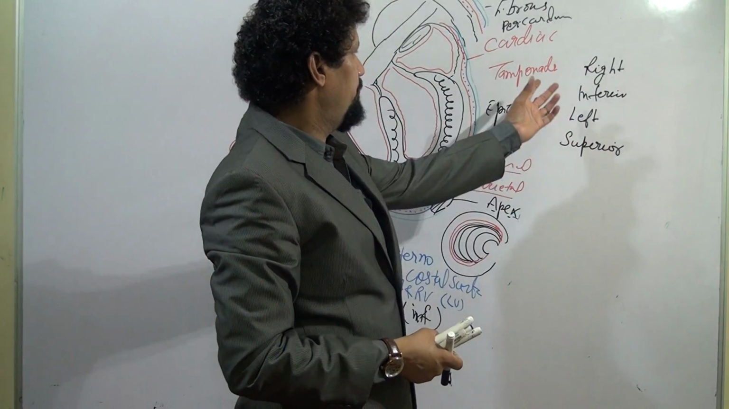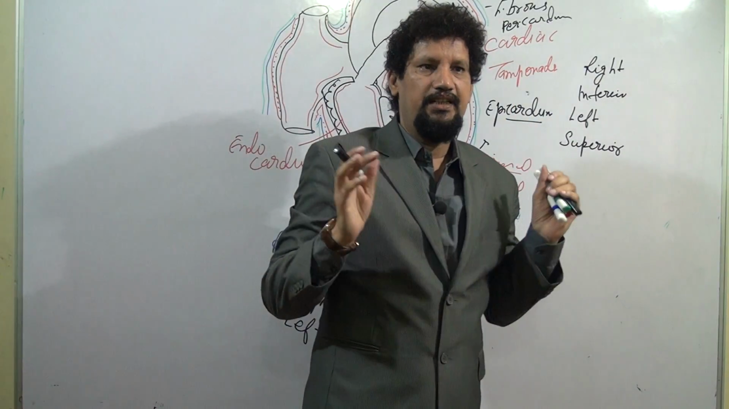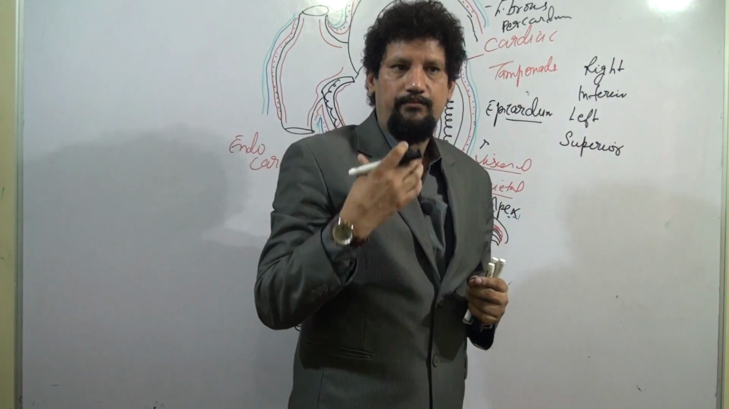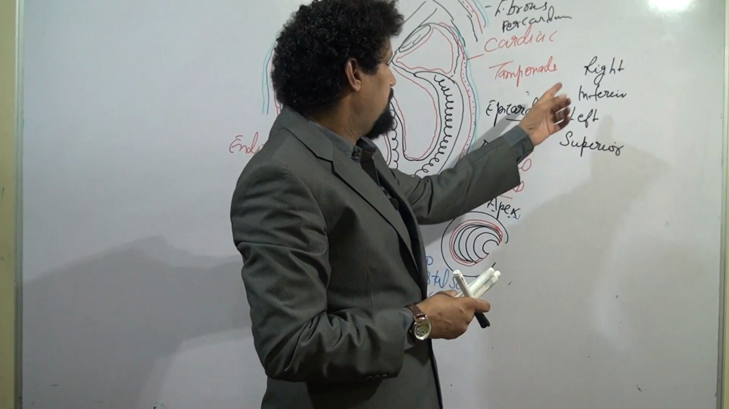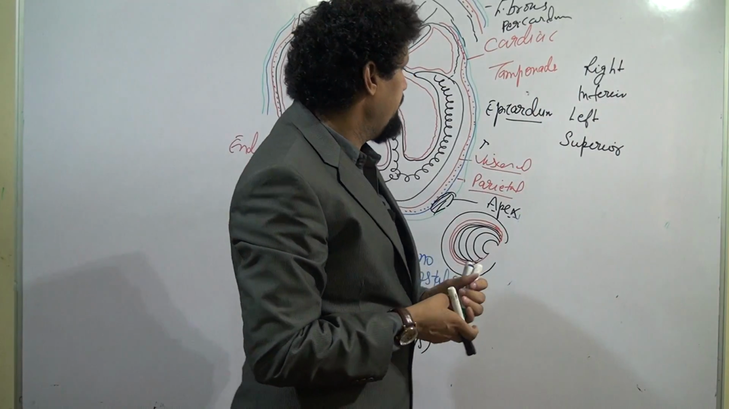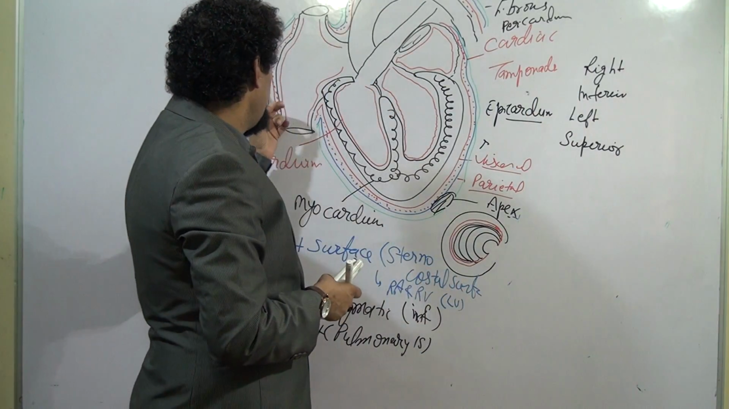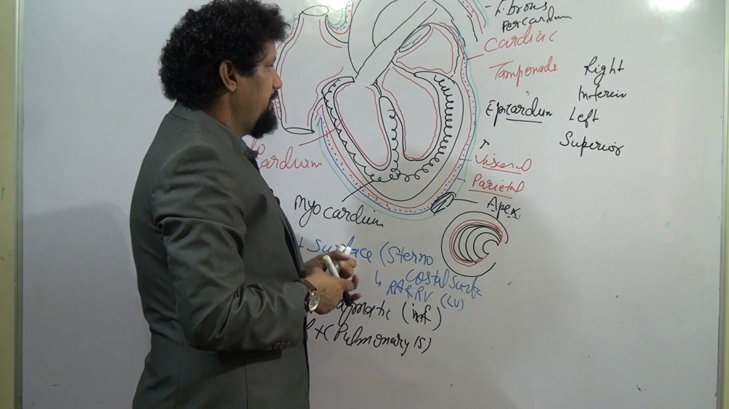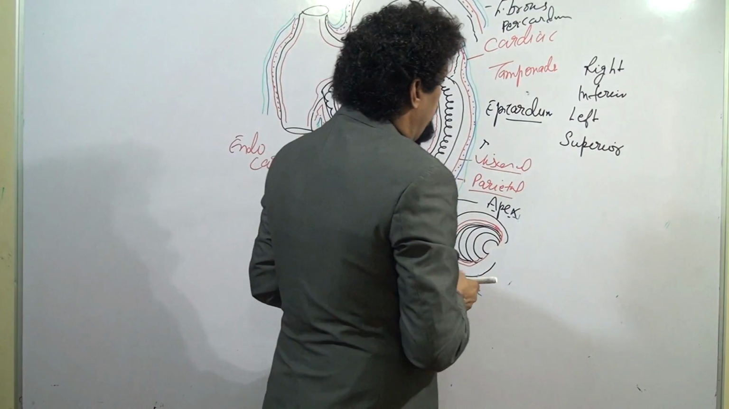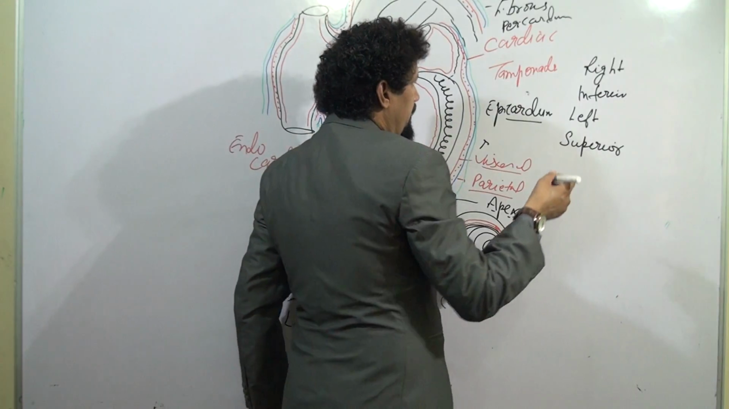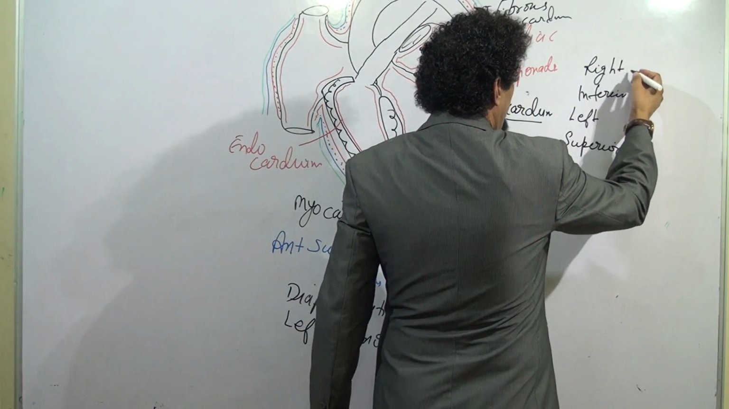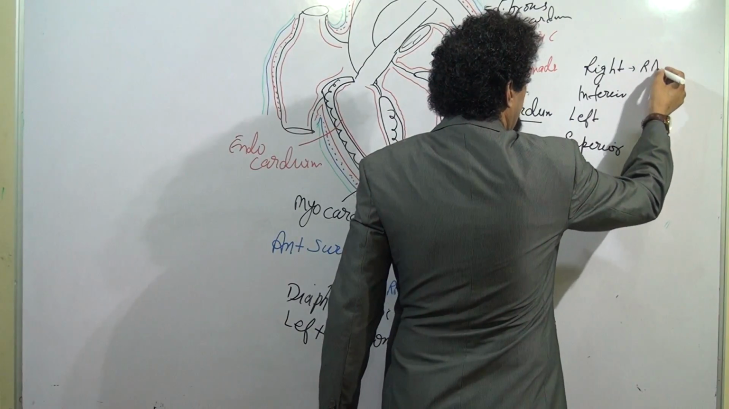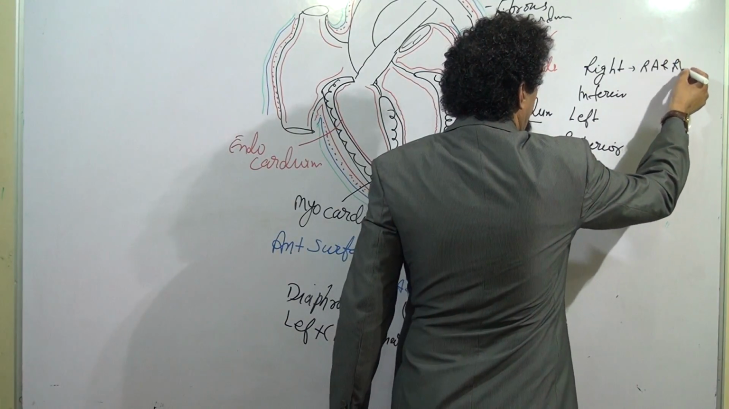These are not borders of the heart. Simply, these are borders of the anterior surface or the sternocostal surface. The right border is formed by the right atrium and the right ventricle, and the inferior part is formed by the right ventricle. So it is formed by the right atrium and right ventricle.